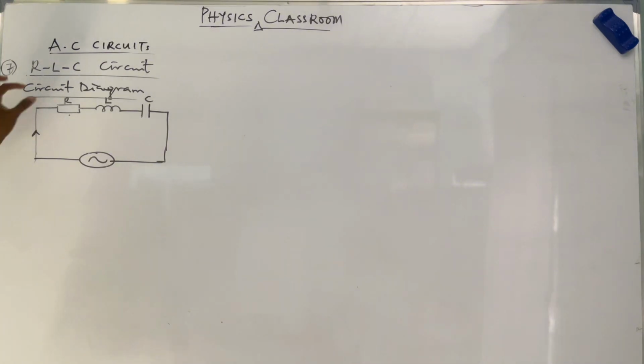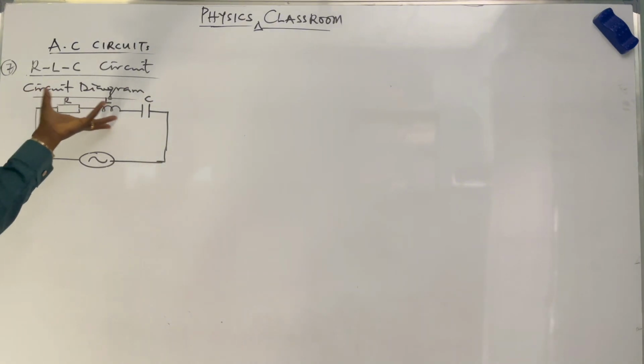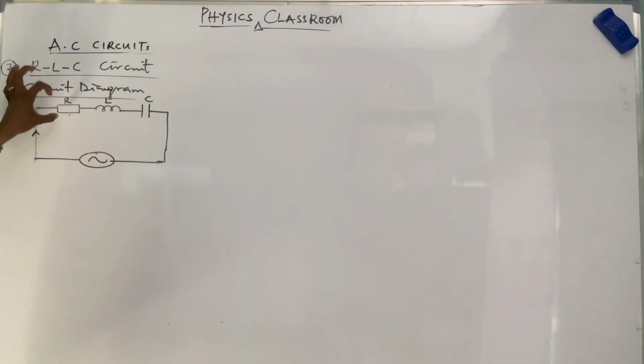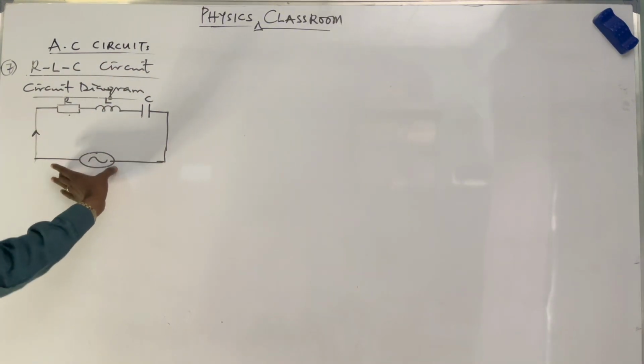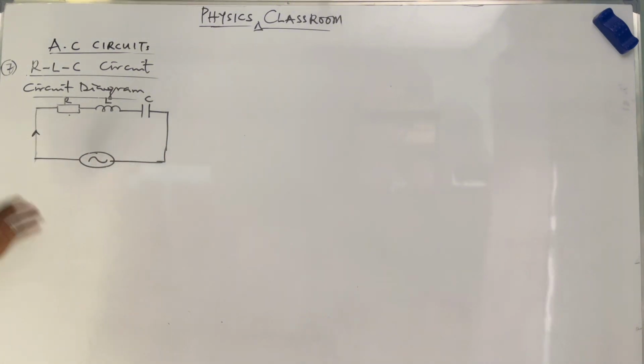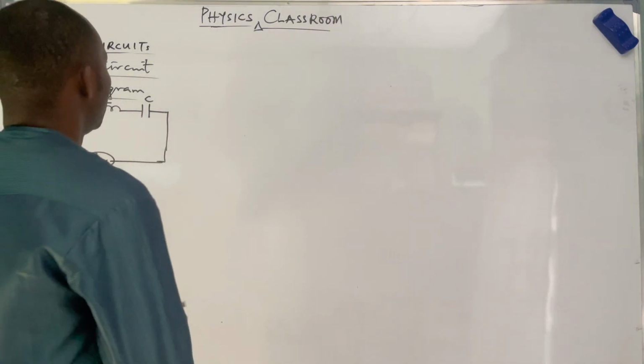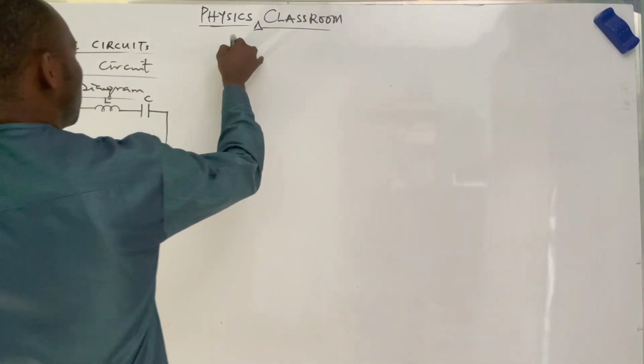So the last circuit, which is the RLC circuit, of course, you know, the components are arranged serially. We have the resistor, inductor, and capacitor arranged in series. Then we have this alternator here. Of course, current will flow through. So that's that. Then we can move to the phasor diagram.